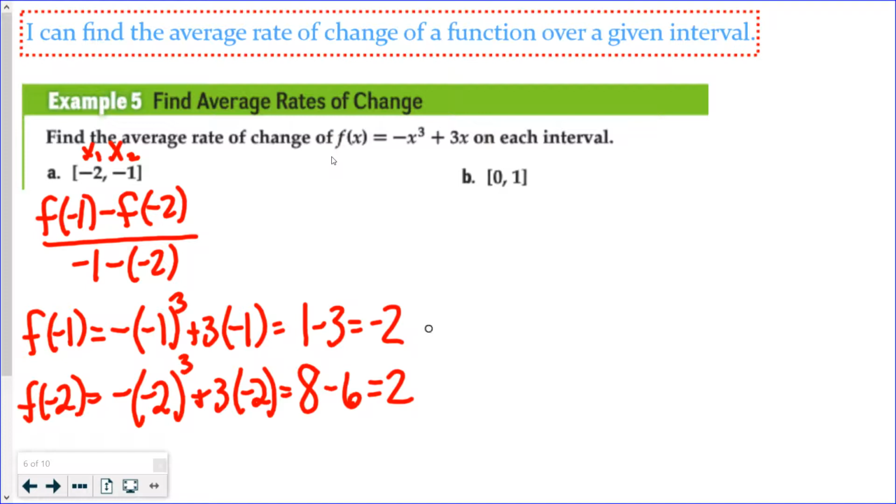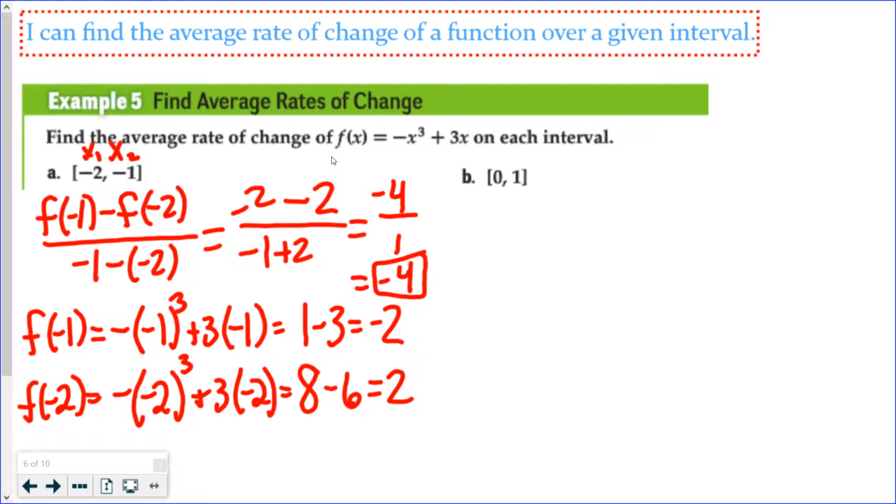So now we take the f of negative 1, which is negative 2, minus f of negative 2, which is positive 2, all over negative 1 minus negative 2. The minus 2 makes it plus 2. Negative 2 minus 2 is negative 4. 2 minus 1 is 1. So this guy just equals negative 4.